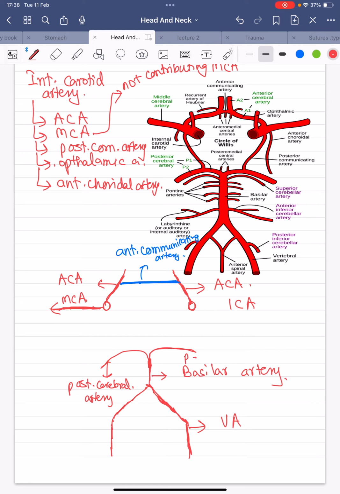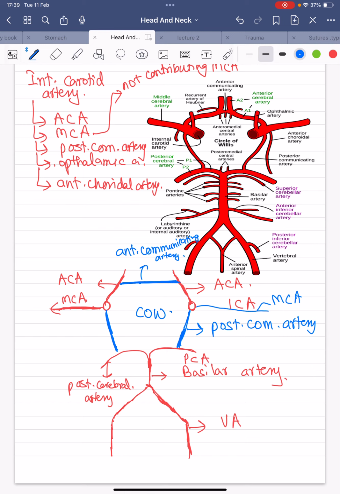Posterior cerebral artery. Now it is communicating here with the circle of Willis. So this artery is known as the posterior communicating artery. So now this circle is formed. This is known as the circle of Willis. So this is how the circle of Willis is formed. Posterior communicating artery, posterior cerebral artery. Here will be your middle cerebral artery, anterior cerebral artery, anterior communicating artery.